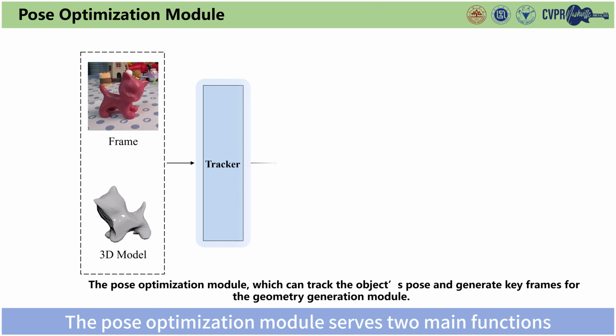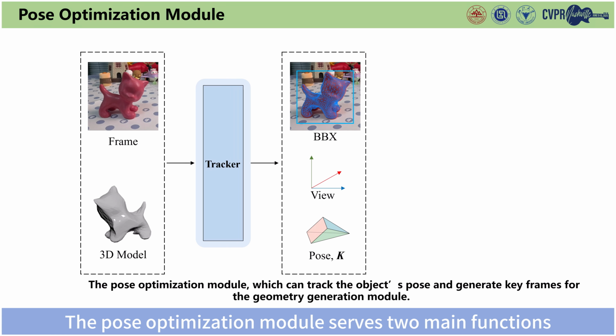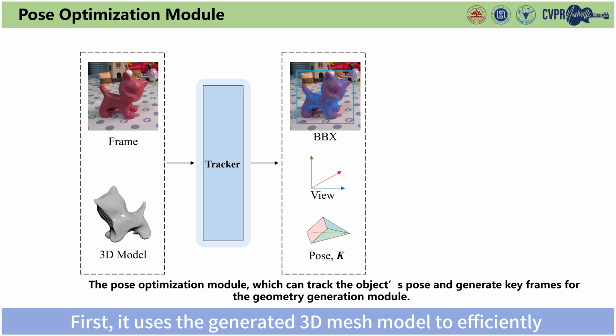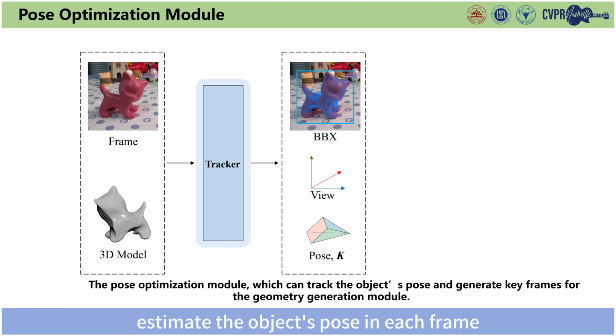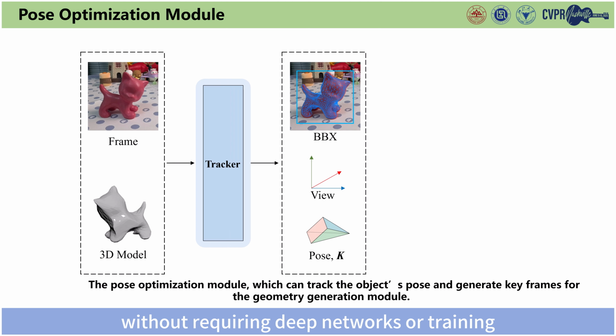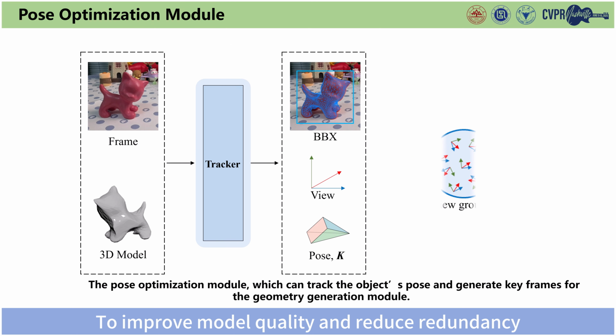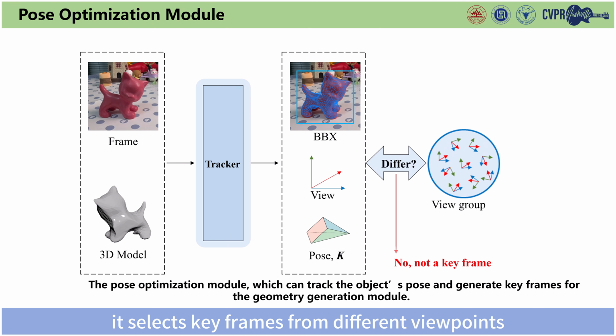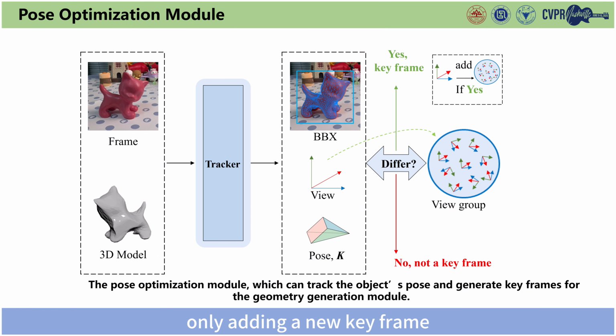The pose optimization module serves two main functions. First, it uses the generated 3D mesh model to efficiently estimate the object's pose in each frame. Second, it selects keyframes and calculates their bounding boxes, sending both the selected frames and their corresponding poses back to the geometry generation module for further optimization. The method employs a baseline tracker, SLOT, for tracking without requiring deep networks or training. To improve model quality and reduce redundancy, it selects keyframes from different viewpoints, only adding a new keyframe if its view direction is sufficiently different from those already chosen.